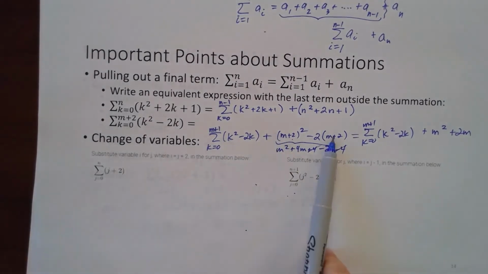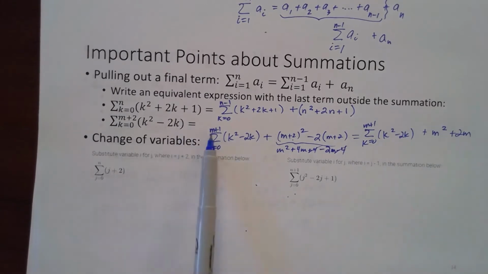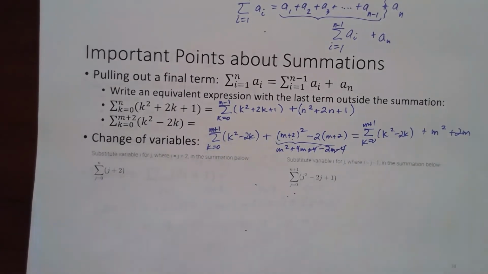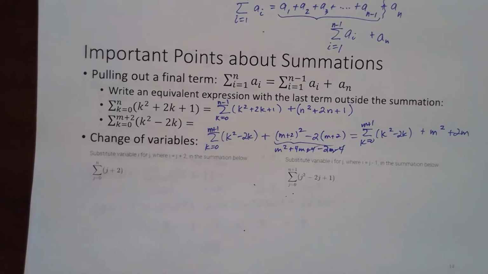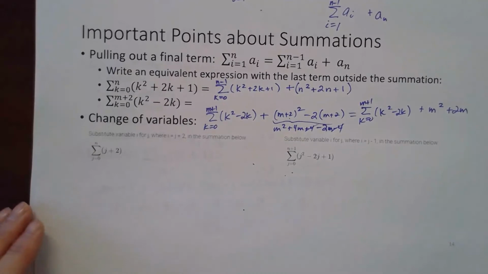Certainly it's easier to see when you write it out that way, but you probably want to simplify it and write it out that way. So these two things are equivalent, this sum and this sum. It's just that we've pulled off the last term of that sum. That's one thing that comes up in every induction proof involving summations, so we have to get good at that.